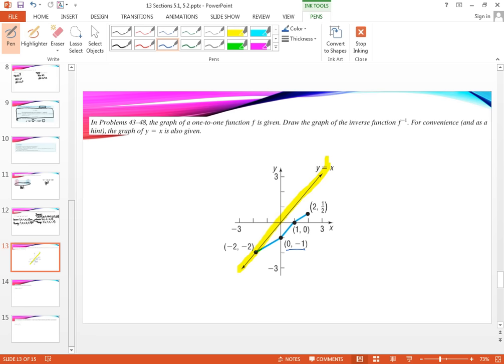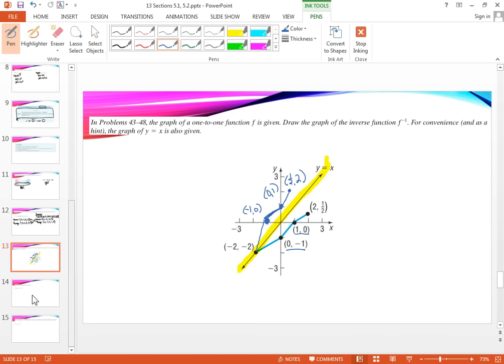How about this point? The point 0, -1 becomes -1, 0. The point 1, 0 becomes 0, 1. And the point 2, 1/2 becomes 1/2, 2. Literally switching the x's and the y's. And then sketch it to look like it's flipped across that line y equals x as best you can. And that should have hit here. Okay, so those are kind of cool. You can do those.